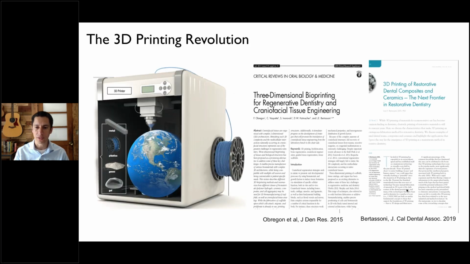And if you're interested in seeing more about some of these specifics, there are a couple of publications that our group put together in the past few years, where we discuss 3D bioprinting for regenerative aspects, but also the restorative side with composites and ceramics, which we published last year in a couple of review papers. If you're interested, you can have a look at those, or just shoot me an email.